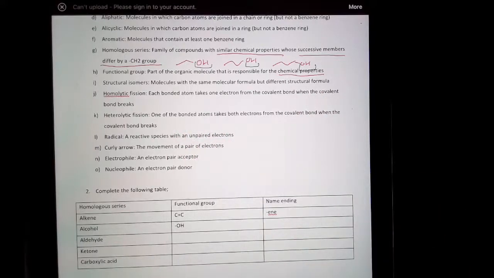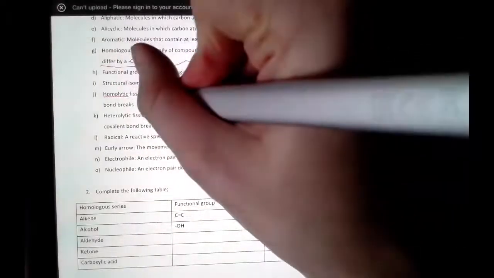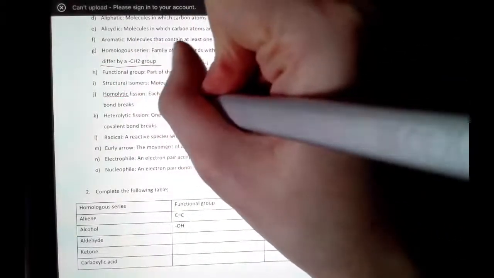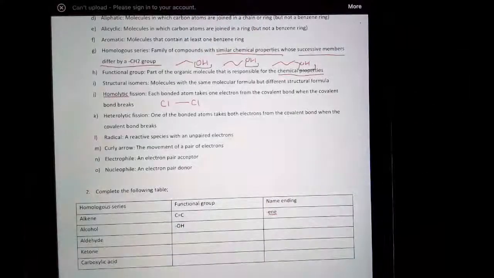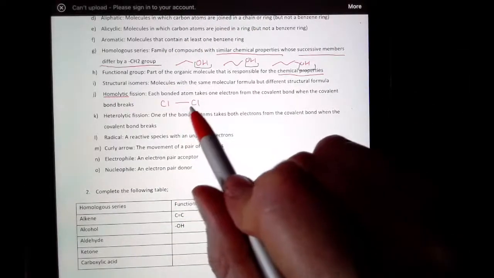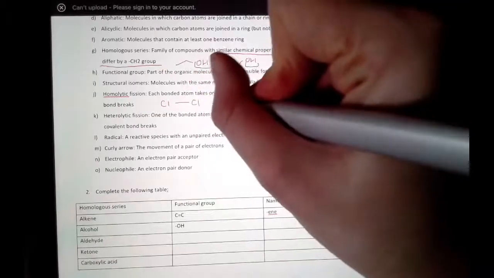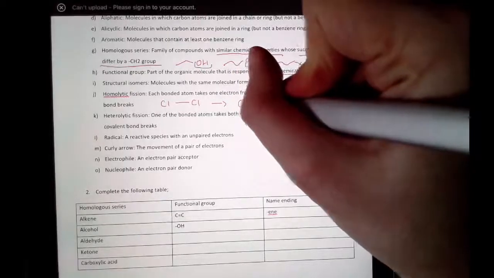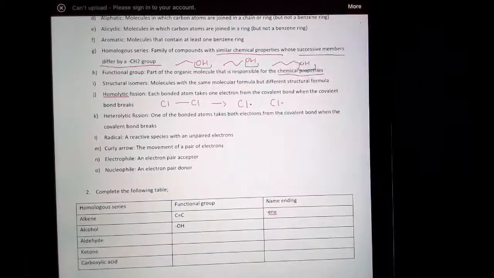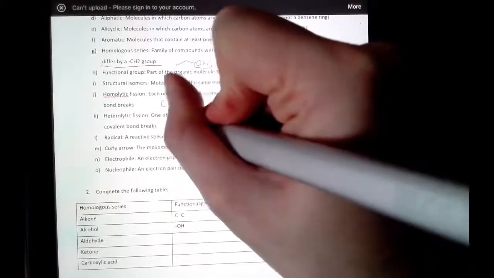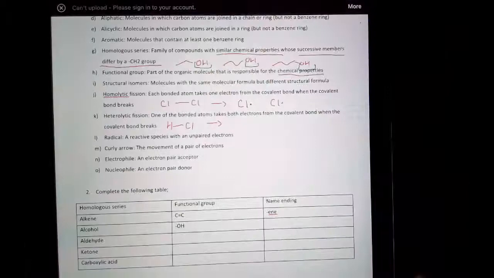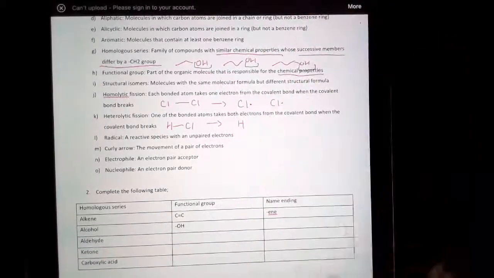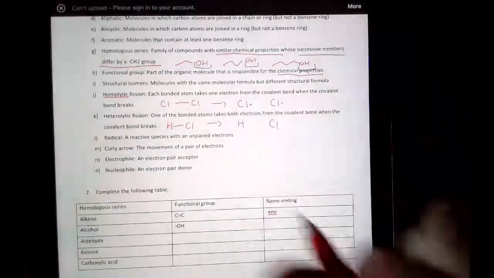Homolytic and heterolytic fission. In each case, fission is the breaking of a covalent bond. We know that a covalent bond is a pair of electrons. So if I've got a covalent bond there between 2 chlorine atoms, if that bond breaks by homolytic fission, then each atom will take 1 electron from that shared pair and you will form a radical. If a covalent bond breaks by heterolytic fission, then 1 atom will take both electrons from the covalent bond.